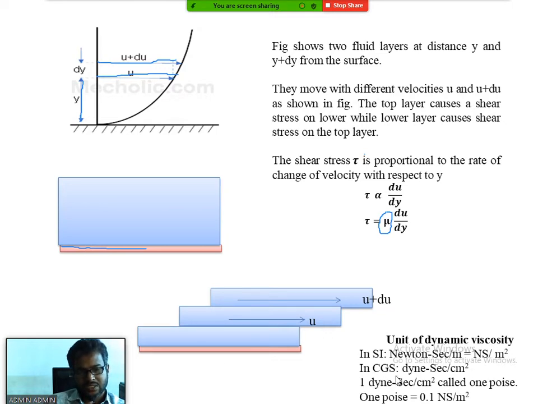In the CGS system, it is dyne second per centimeter square. One dyne second per centimeter square is called 1 poise, and 1 poise is 0.1 Newton second per meter square, or 1 Newton second per meter square is equal to 10 poise.